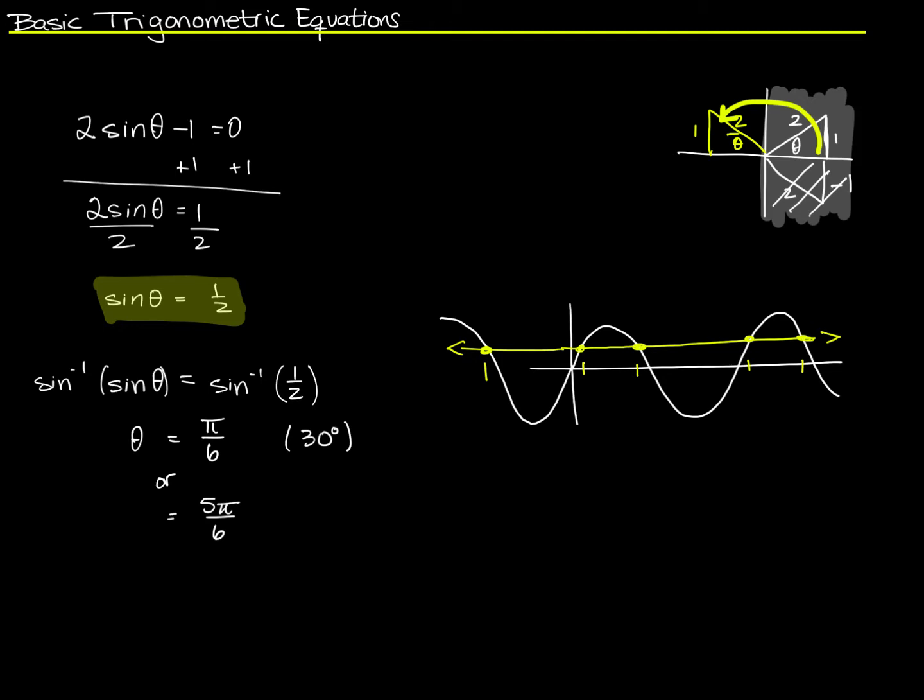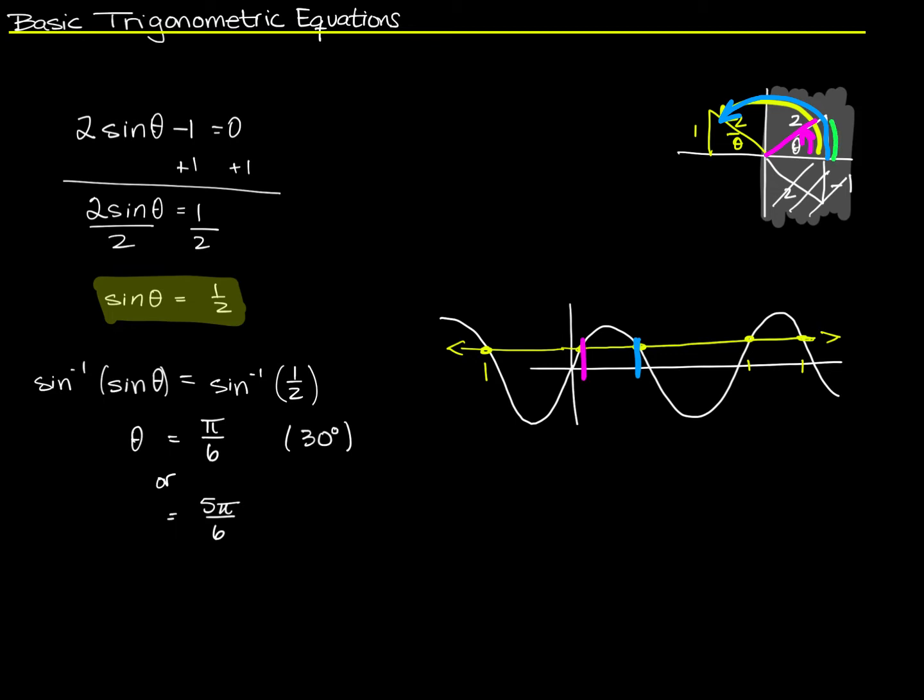The first one we run across is pi over 6. The next one is 5 pi over 6. The next one's way over here. After the graph has completed a full cycle, it's just a little bit beyond that. Here's what's happening there. My first solution is here at pi over 6. That's this one right here. My next solution is at 5 pi over 6. That's this one right here.